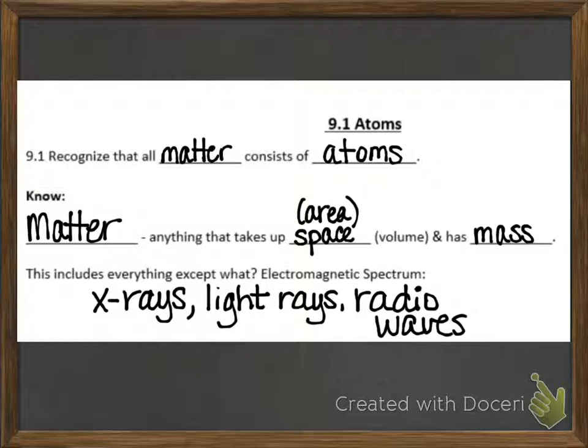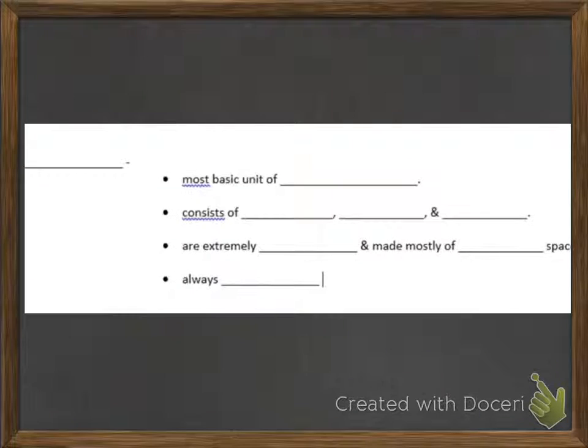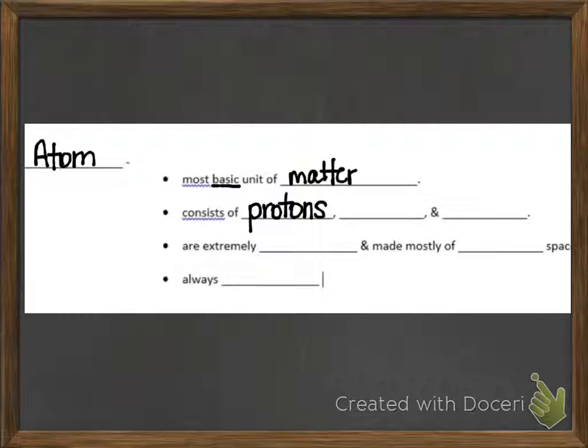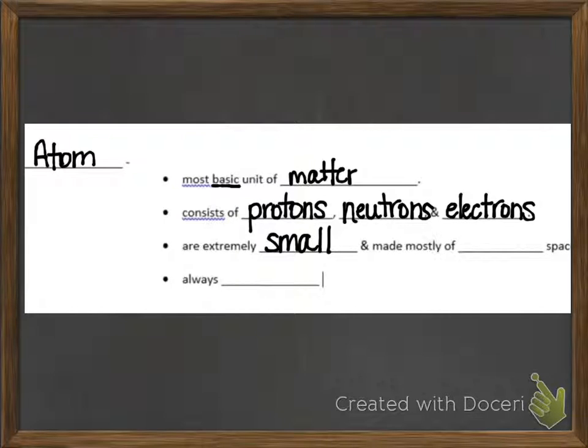Okay, let's continue on. Now let's define what an atom is. An atom is the most basic unit that we have of matter. And remember, matter has volume and takes up space. It consists of subparticles called protons, neutrons, and also electrons. Now, atoms are extremely, extremely small. You can't see them. And believe it or not, they're actually made up of mostly empty space.